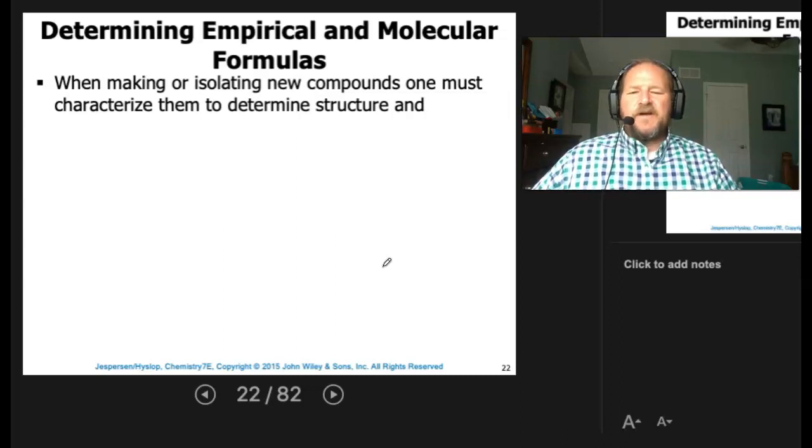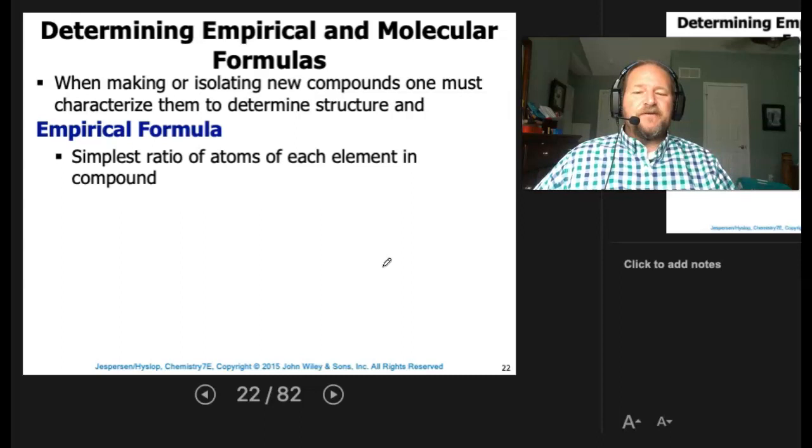When making or isolating new compounds, one must characterize them to determine the structure and present the empirical formula. Now, the empirical formula is the simplest ratio of atoms of each element in a compound. So, for instance, if we had C2H4, and we wanted to give the empirical formula, it would simply be CH2. So that's why earlier we said a lot of organic compounds will give us the exact same empirical formula.